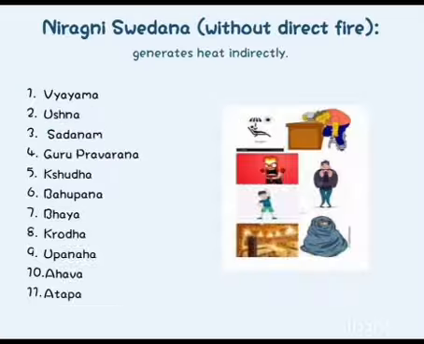Niragni Sweda are 10 types. They are without direct fire: Vyayama, Ushna, Sadana, Guru Pravar, Kshuda, Bahupana, Bhaya, Krodha, Upanaha, Avaha, Atapa.